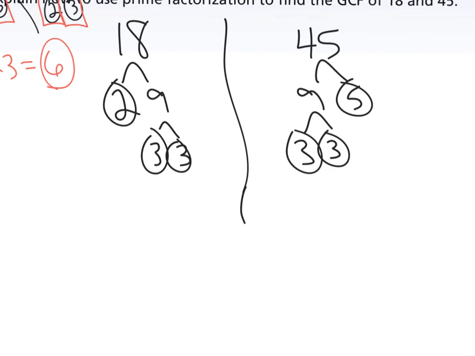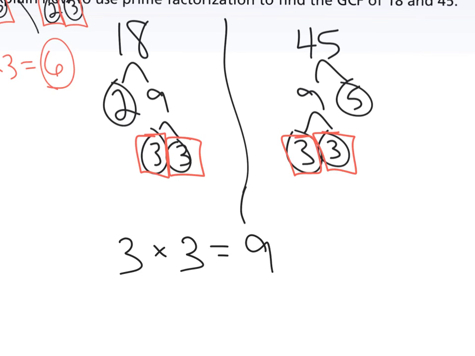So if you look at this, you can say, oh, they both have a 3 in common. And then if you look, they both have another 3 in common. Okay? So they had a 3, they had another 3. So at that point, we would just multiply those together. 3 times 3 is 9. So 9 is our greatest common factor.